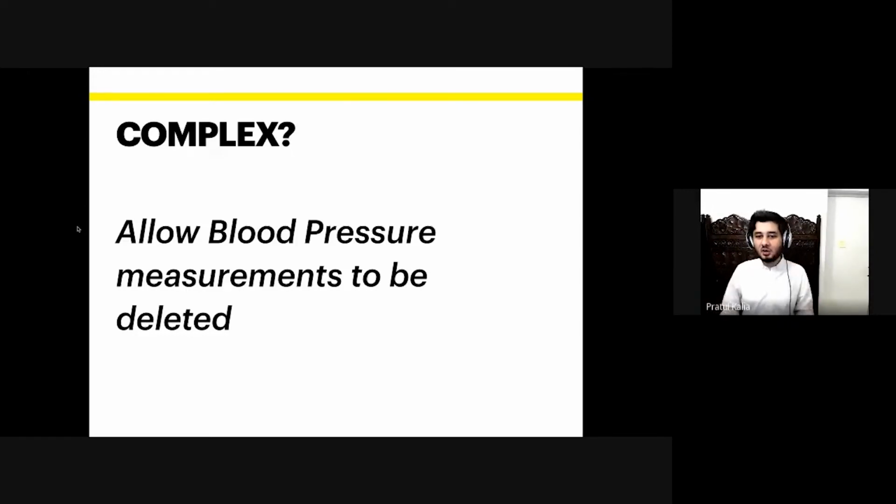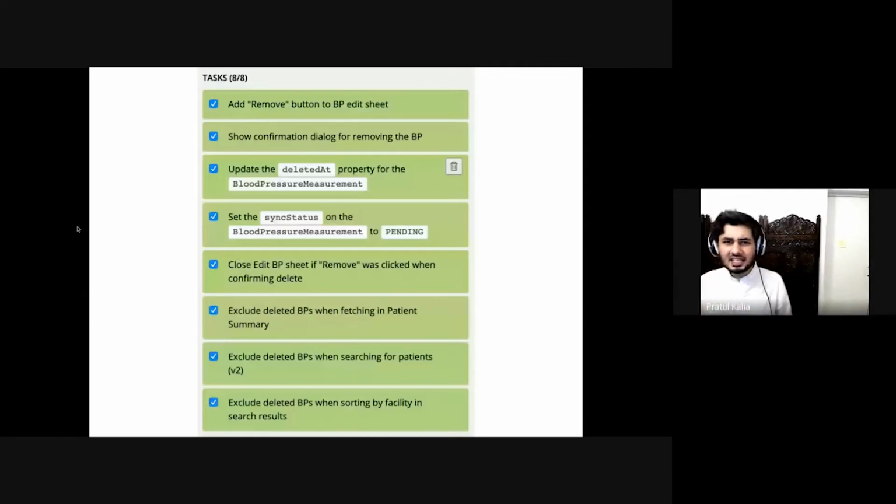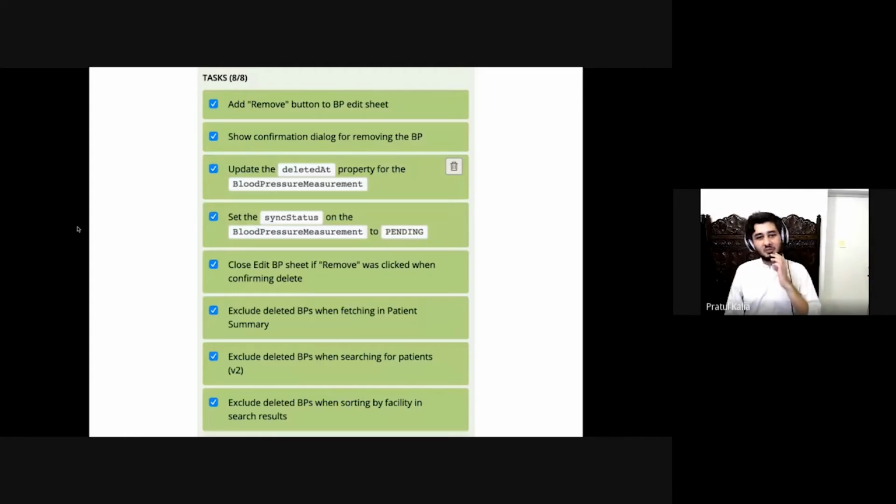Now, this has been broken down by an engineer, and you can see there's a whole bunch of things here. There is some add remove button, there is some show confirmation dialog, there's some property that has to be updated, some other property, close the sheet, exclude something else, exclude somewhere else. So it's very clear that once this engineer thought about deleting this object from the system, they realized it's not just about deleting a row from a database. There's a bunch of different things. There are some UI changes, there are some model changes, but there are also changes that affect other parts of the system.